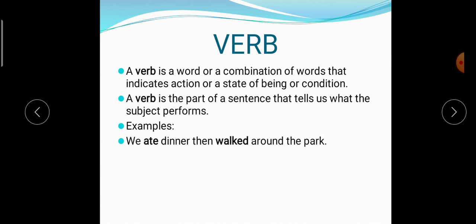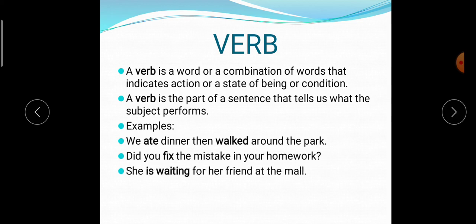Then let's see the examples. We ate dinner, then walked around the park. What is the action happening here? Eating and walking. Did you fix the mistake in your homework? What's the action? Fixing of mistake. Then she is waiting for her friend at the mall. What is the action here? Waiting. Now ate, walked, fixed, waiting. Are they same? No. The forms of verbs are changing. Why are they changing? Let's find out.